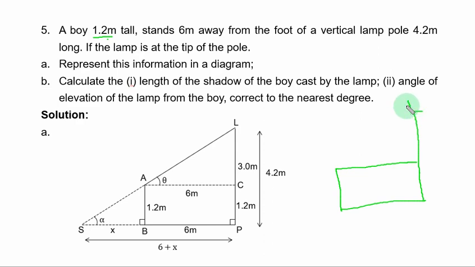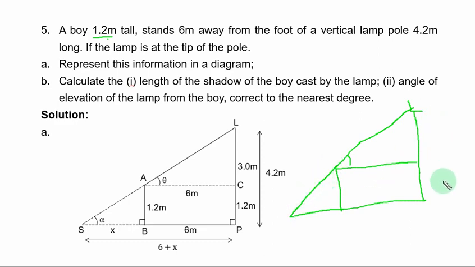You have to find the angle of elevation. That means the boy is looking at the lamp for an angle of elevation to be formed. Secondly, if the lamp is shining towards the boy, the shadow of the boy will be to this side. So you can join this place together.